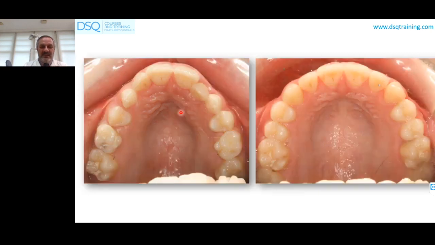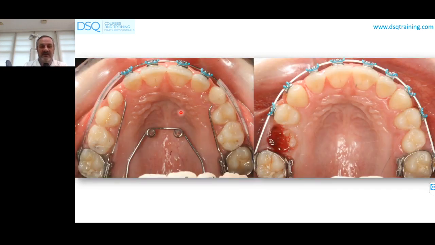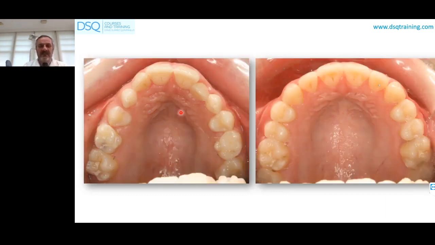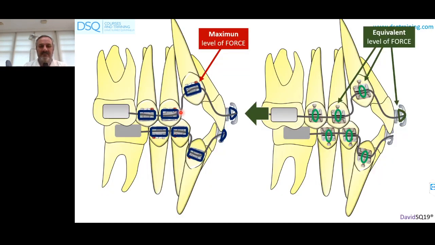With a nice expansion, we combine a lot the Synergy bracket with the Quad Helix. I like very much the Quad Helix and the philosophy of Ricketts with the utility, the combination between the utility and the Quad Helix in mixed dentition. You can see the nice expansion.